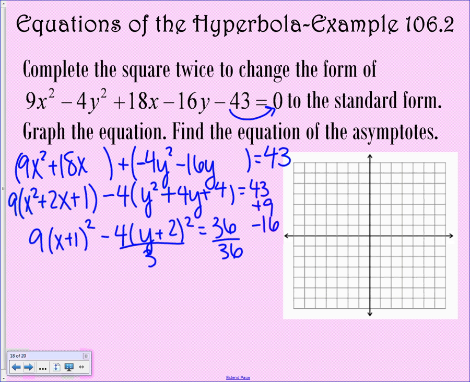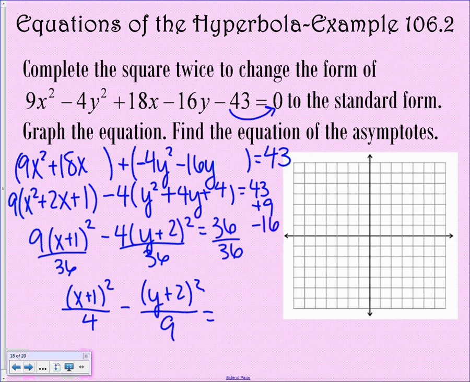So divide by 36. And your standard form is going to be (x plus 1) squared over 4, minus (y plus 2) squared over 9 equals 1. So that's your standard form that it asks you to find. And now we graph it. So on these, we go to the center. Our center is -1, -2. Okay? So you're going to go to -1 and then -2. And you're going to put a dot.